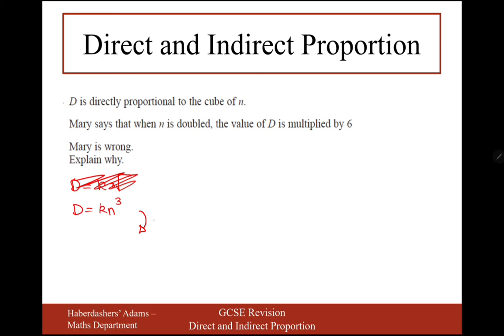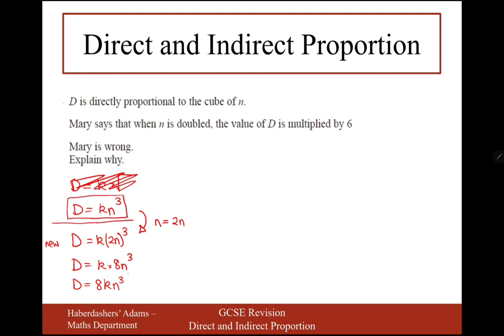Okay, what I'm now going to show you is that I'm going to double n. I'm now going to be setting the n and doubling it. So the new value of d is going to be k times 2n cubed. Now, the math that I'm going to do is expand the brackets here. So when you expand brackets like this, you're going to be doing 2 cubed, which is 8, and then n cubed. And if I reorder my algebra here, it's going to be 8k n cubed. So if you compare what we had for d from before, and then when we doubled n, d is actually multiplied by 8 instead, because that is what 2 cubed was.